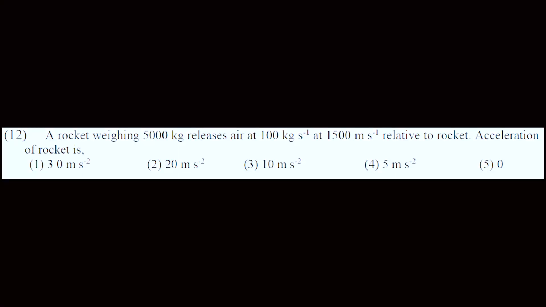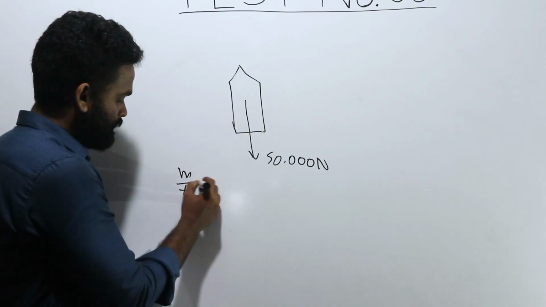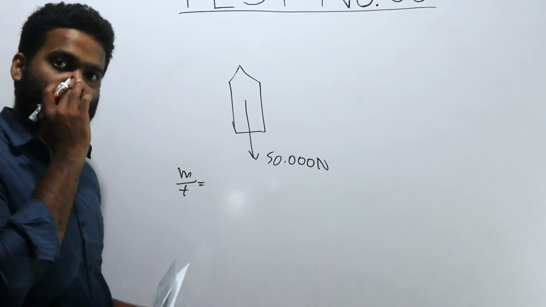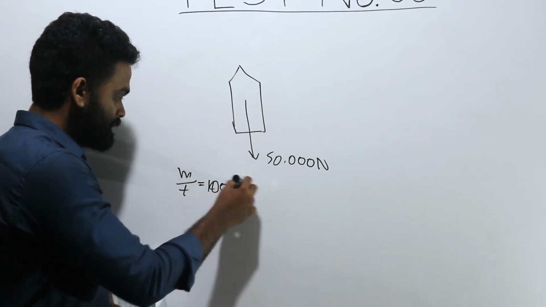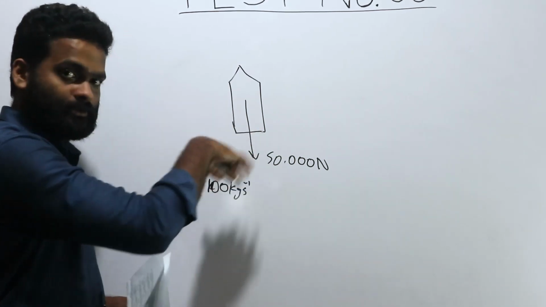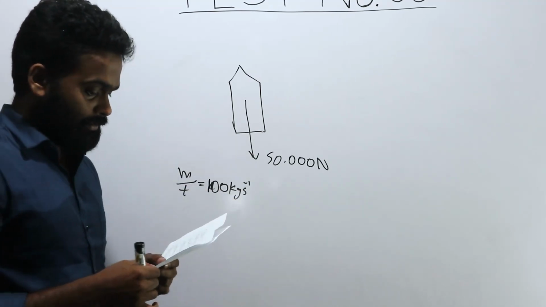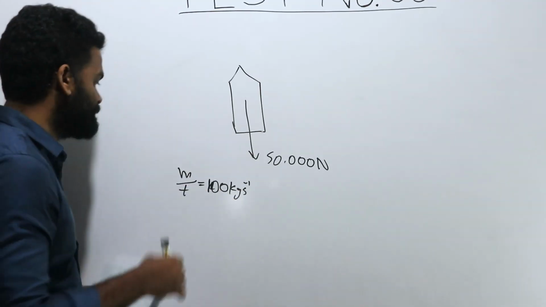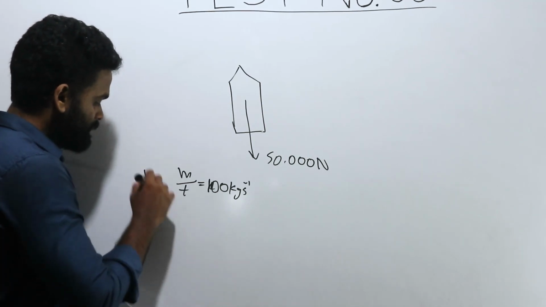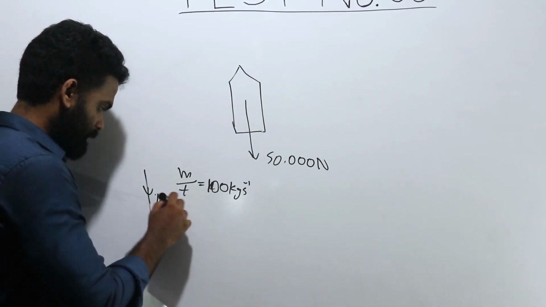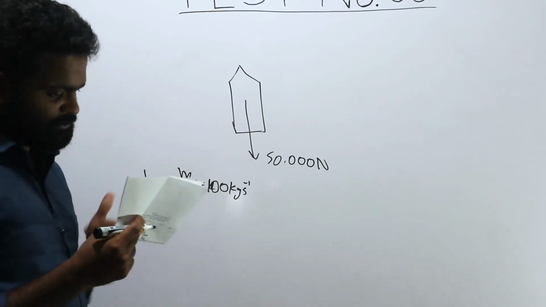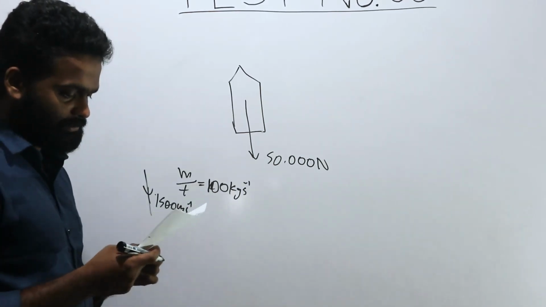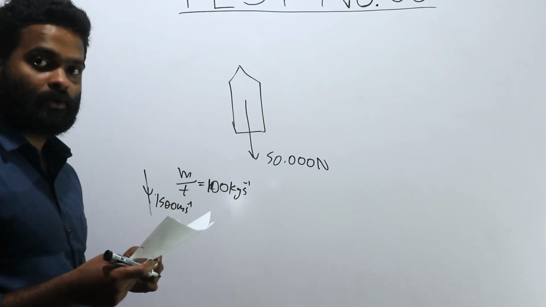Releases air at 100 kilograms per second. So the mass of air released is 100 kilograms per second from this nozzle, right? Then that air moves downwards at 1,500 meters per second relative to Earth. So under these circumstances, what they ask is the acceleration of the rocket.